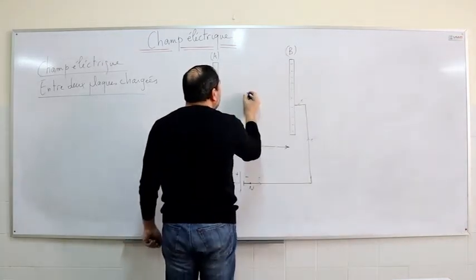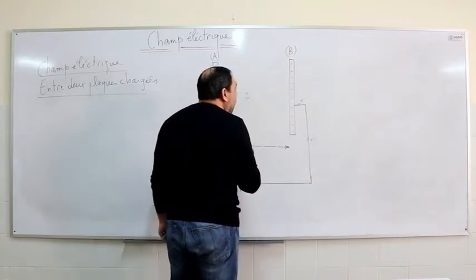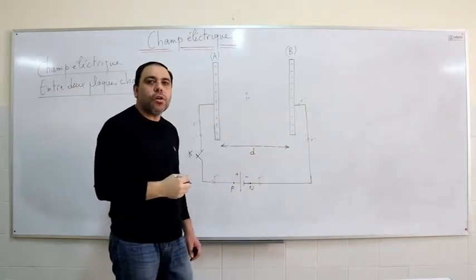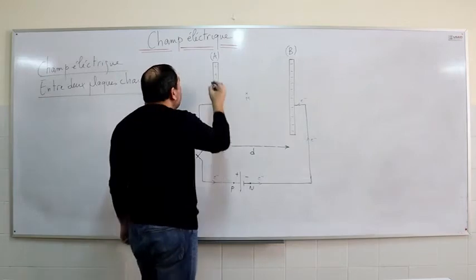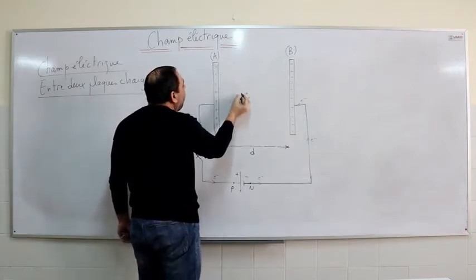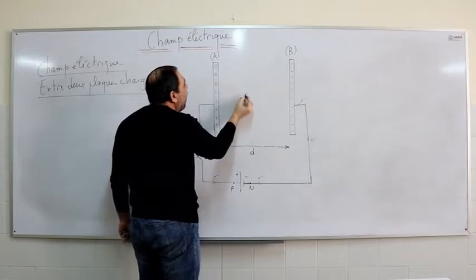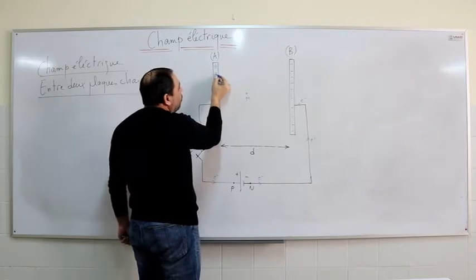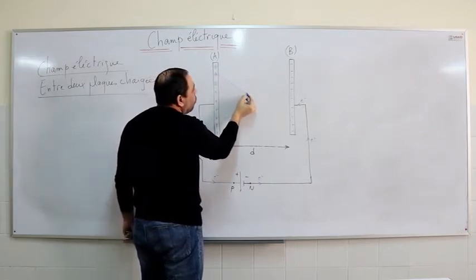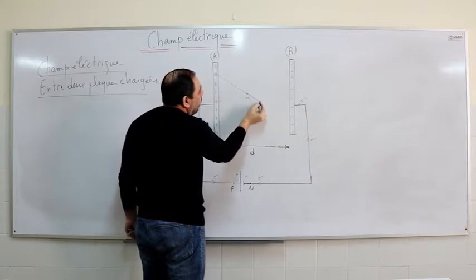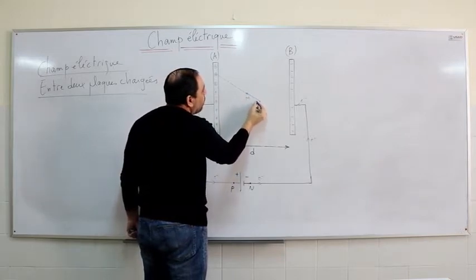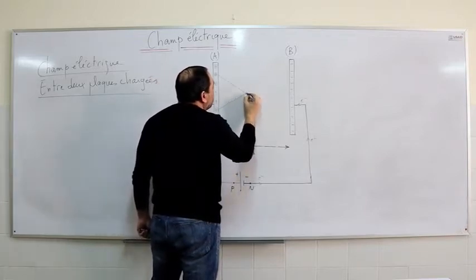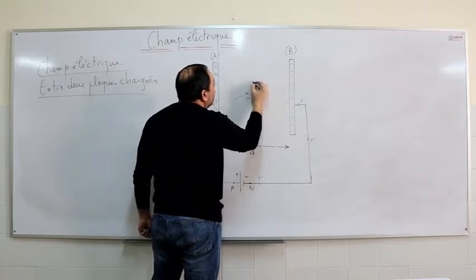What is the electric field at a point M between these plates? How can we determine this field? Each punctual charge creates at M an electric field. For example, this point charge creates at M a field that is directed outward since it's positive. This is E1, for example. This point charge creates at M an electric field, E2, for example, in this direction.